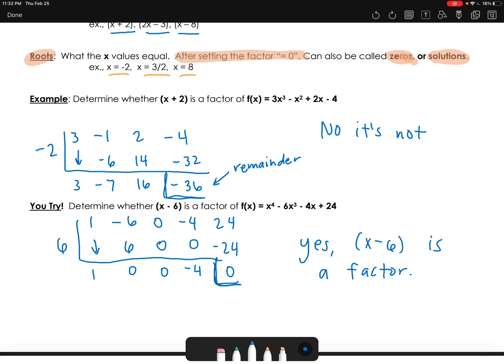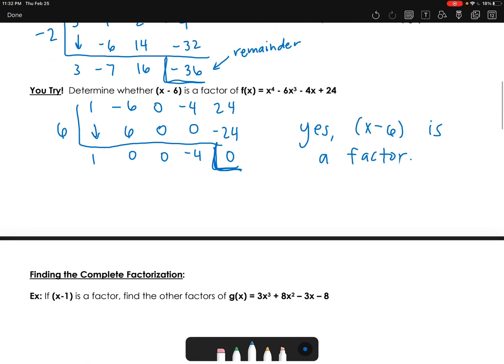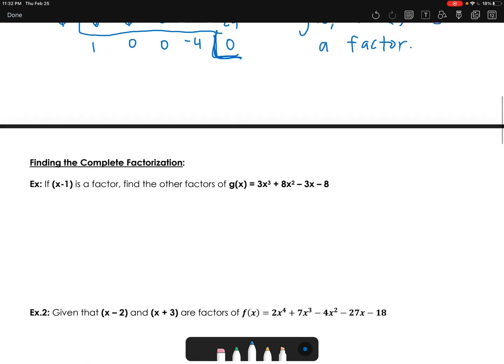That's how you would write your answer here, or you could just write yes. But we know that because the remainder is 0. Okay, finding the complete factorization.